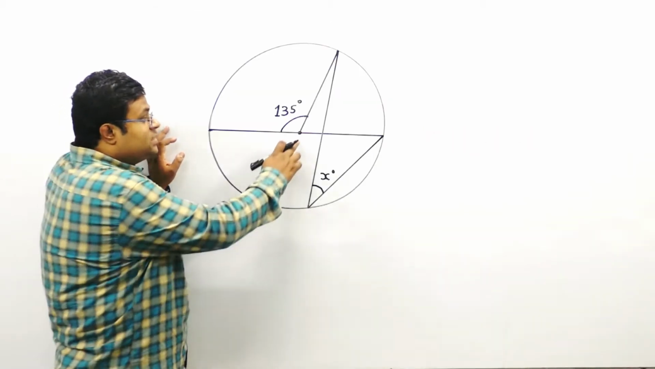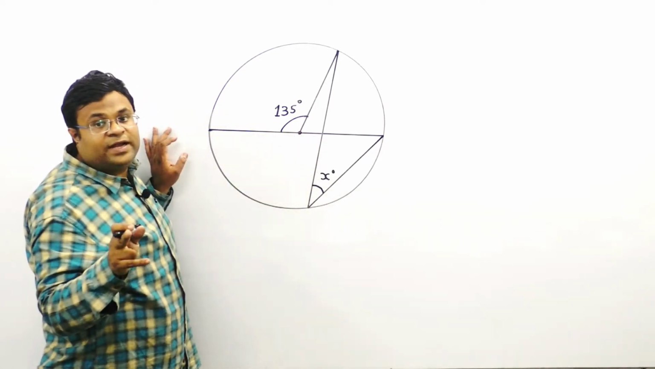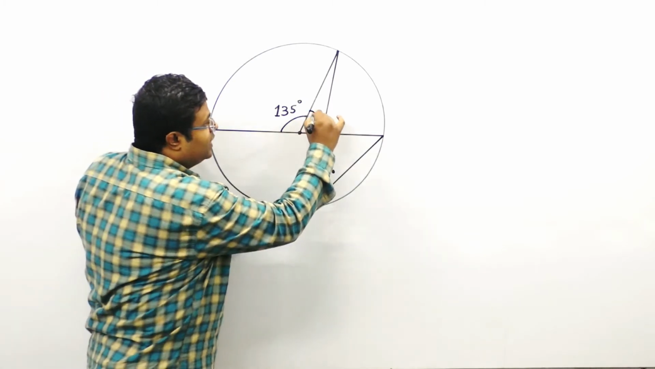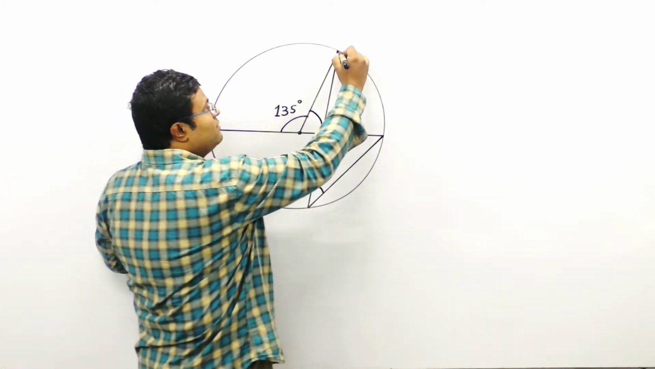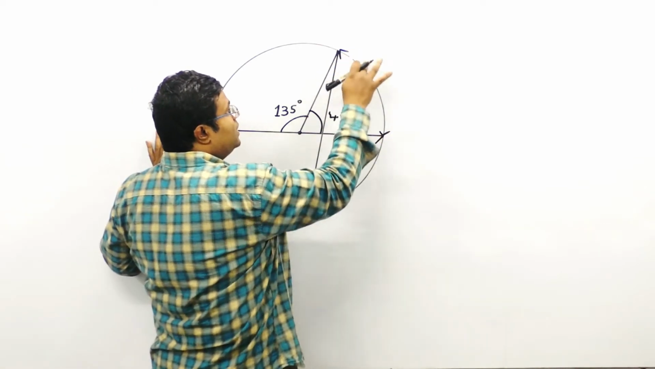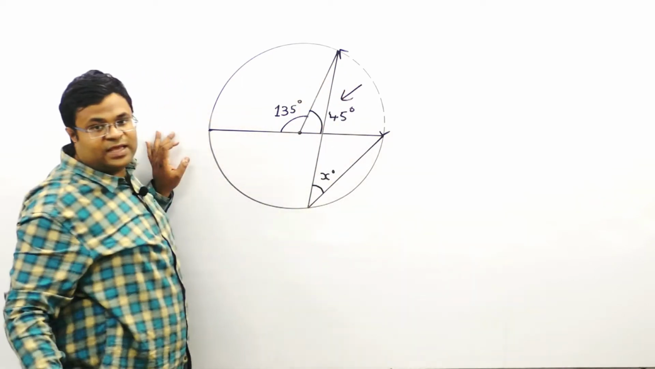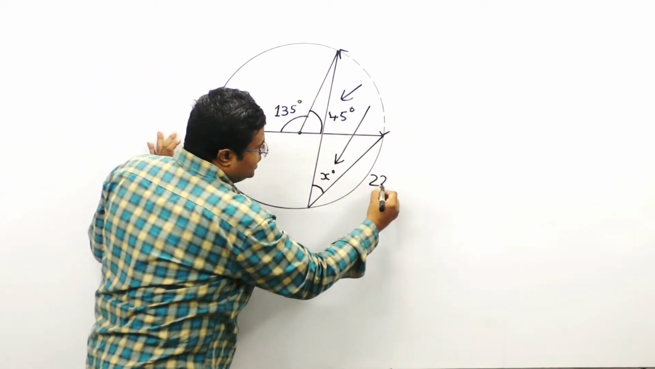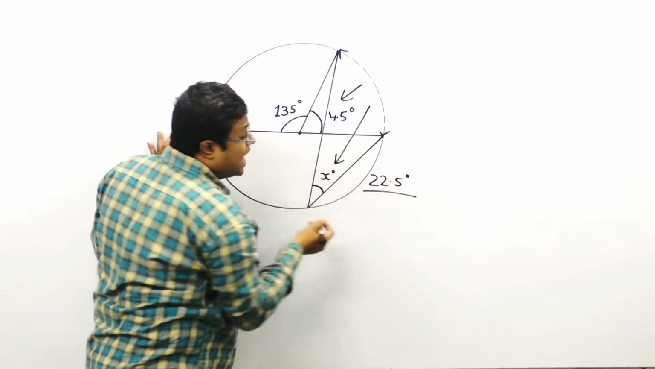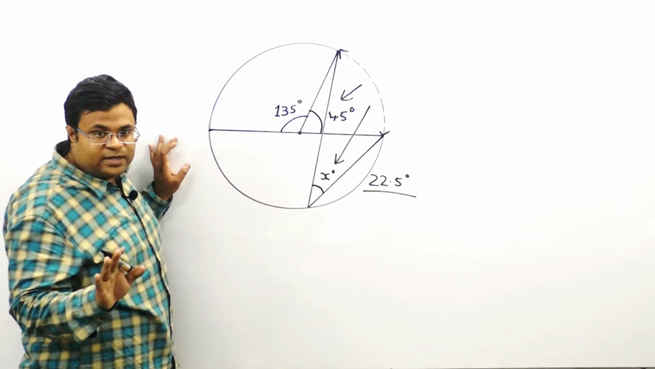Now here you see this is 0 degrees, this is 135. Straight line is 180. So 180 minus 135, this will be 45 degree. Now just have a look at this arc. This arc is subtending 45 degrees at the center. So it will definitely be subtending 22.5 degree, half of it, at the circumference. All right.